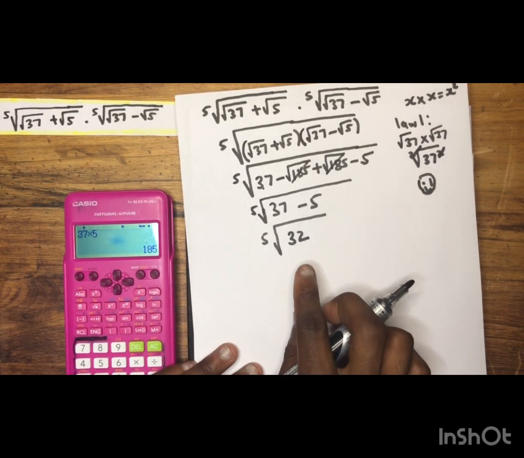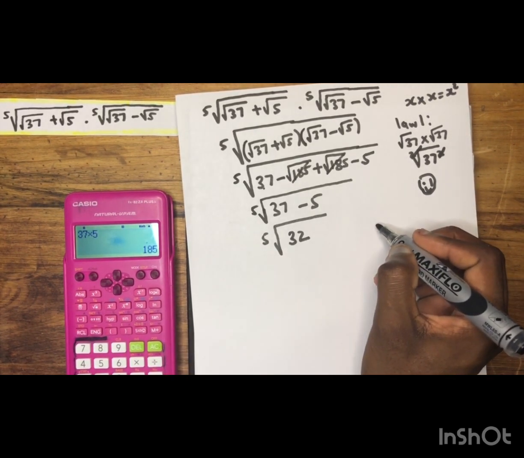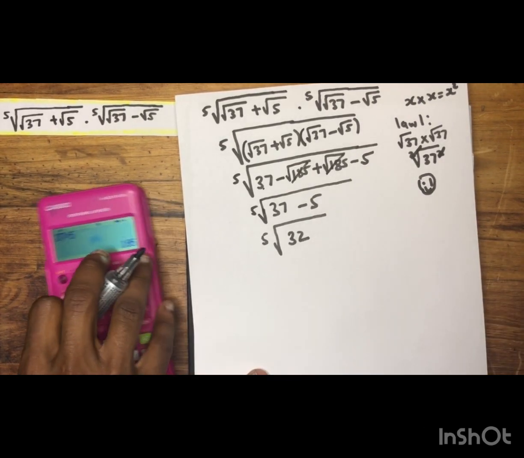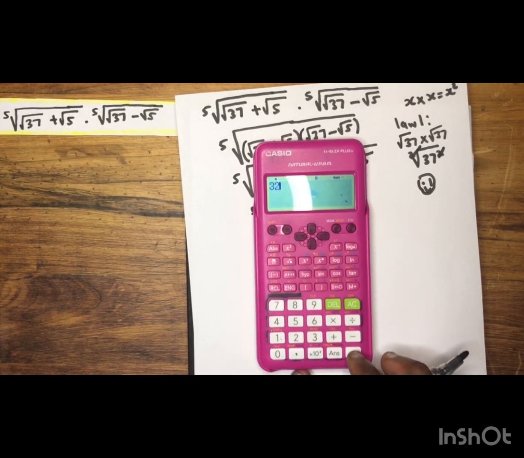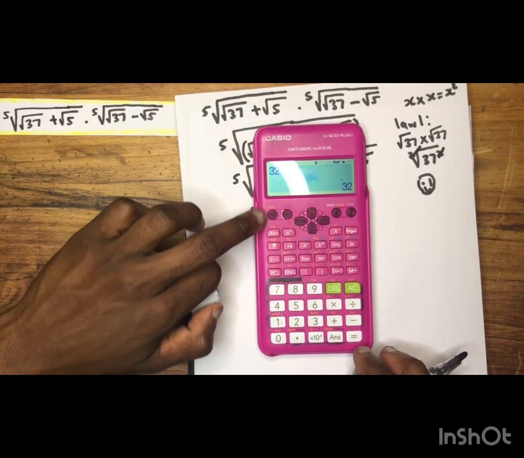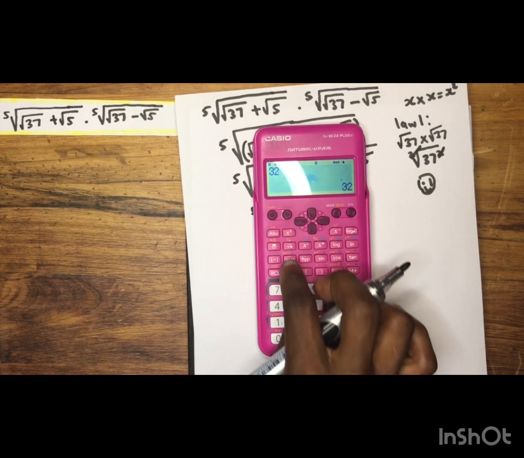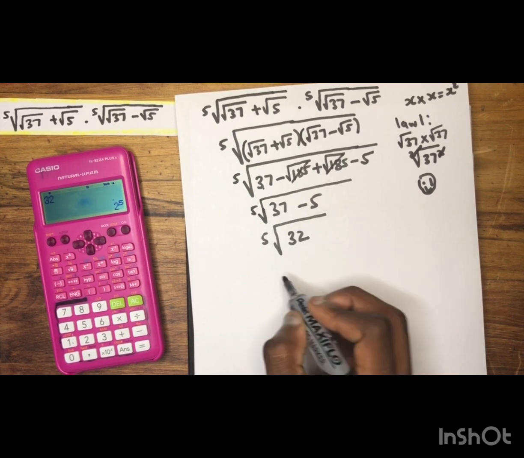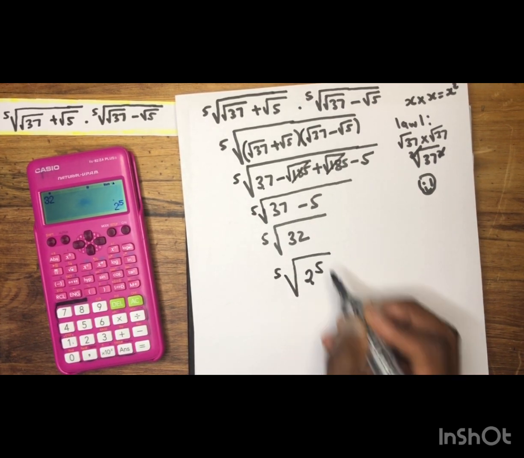Now we have to write 32 in prime basis, or we have to find the prime factors of 32. We all know how to find the prime factors, guys. You just press 32 because we want the prime factors of 32. Then you press your equal sign. Then you press shift, this button. Then you press fact, this button. Can you see it's 2 to the power what? Power 5. So, the same fifth root here, we have 2 to the power 5.